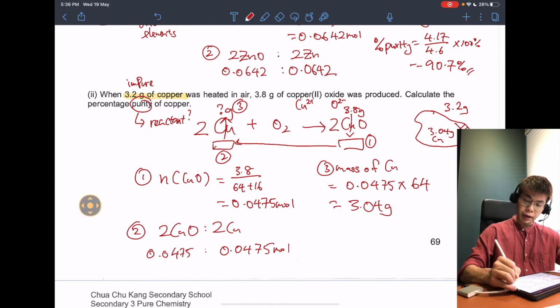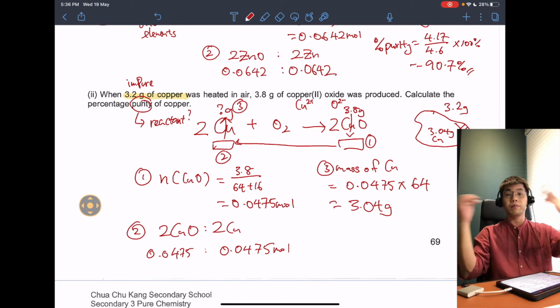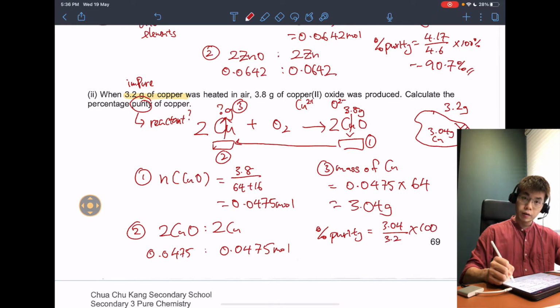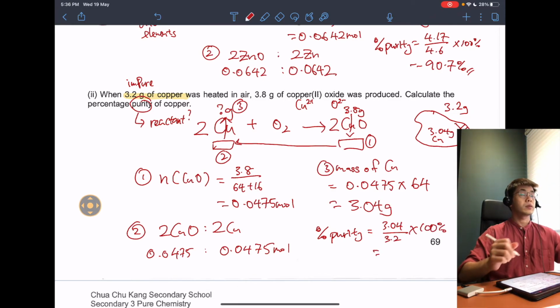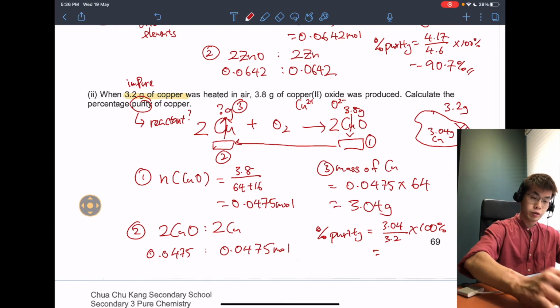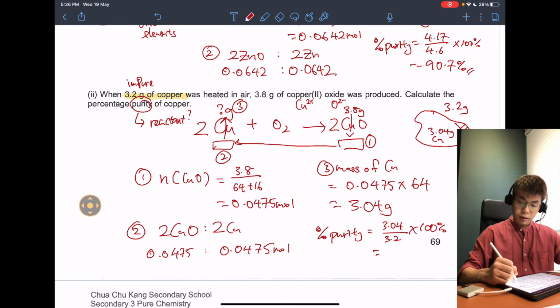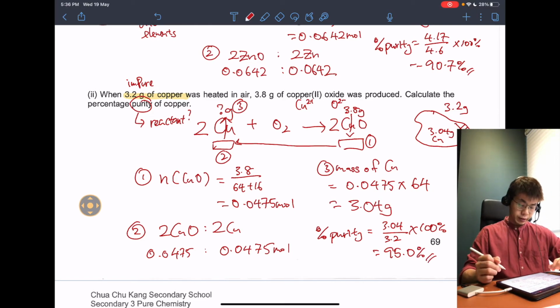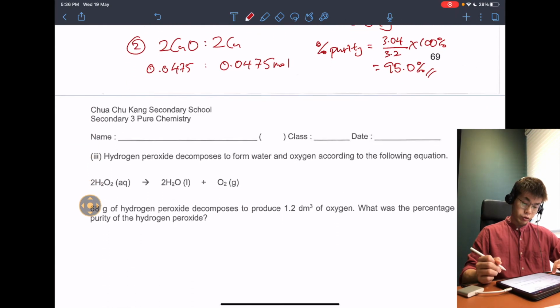Other part is other substance, impure stuff. Okay, so the percentage purity for this is 3.04 divided by 3.2 times 100%. So 3.04 divided by 3.2, this is 95.0%. Okay, alright, let's look at question number 3.